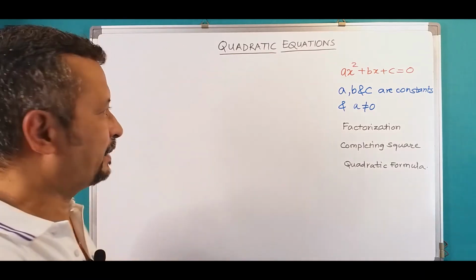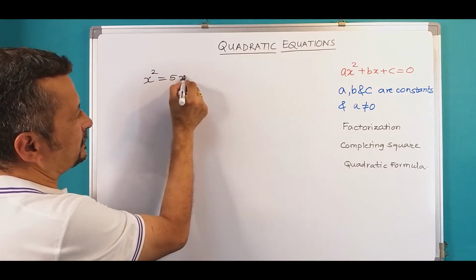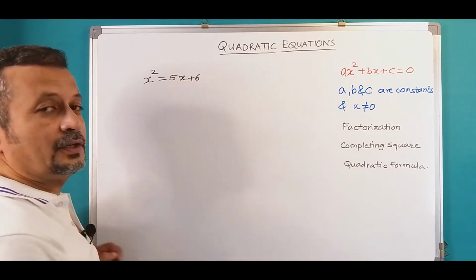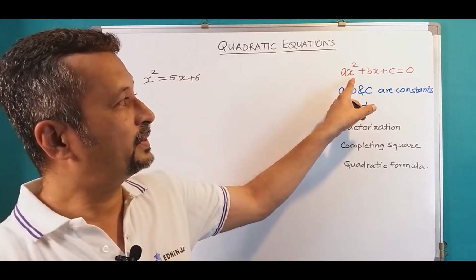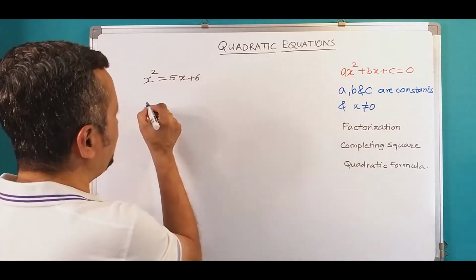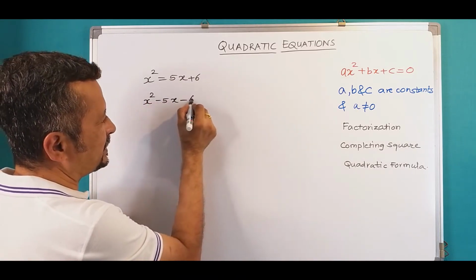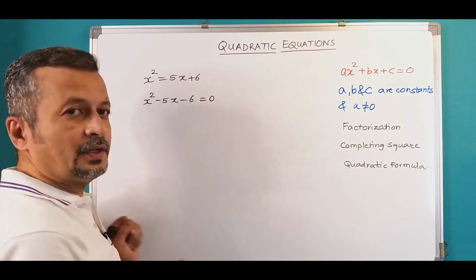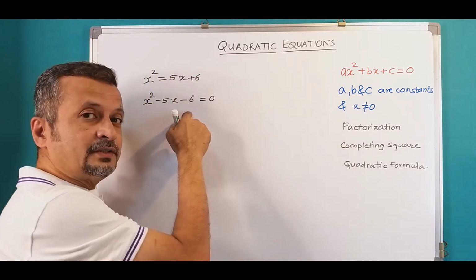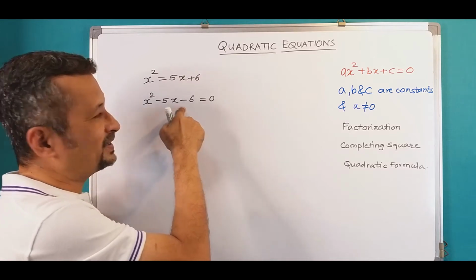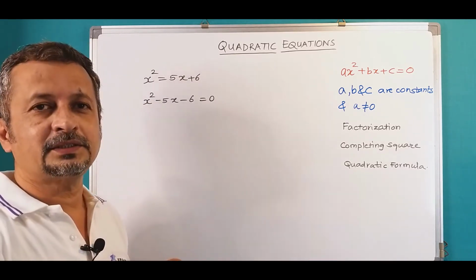So let us take an example. x² = 5x + 6. Now here on my right hand side I have 5x + 6, but I have to take it in this form. So I'll write x² - 5x - 6 = 0. Now I am going to factorize this constant term, the third term. This is -6, correct, and here I have -5.